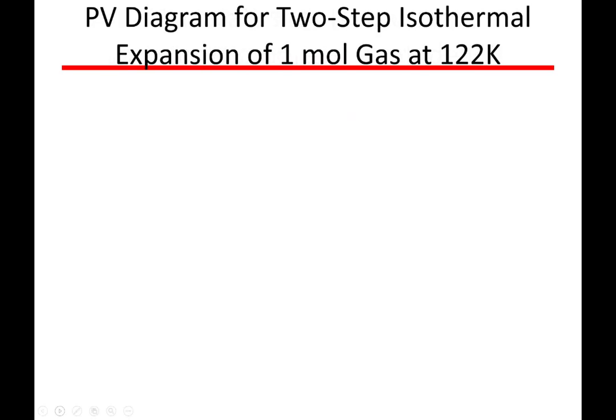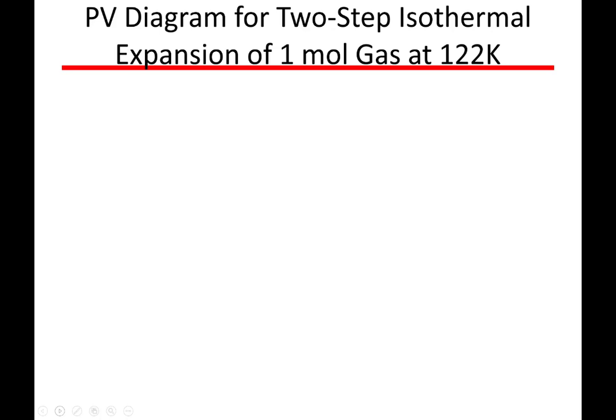All right, now let's talk about what would happen if you were to do an isothermal expansion of 1 mole of an ideal gas at 122 Kelvin. This value of 122 Kelvin seemed kind of weird, but this temperature has been picked to give us numbers that are really nice to work with.